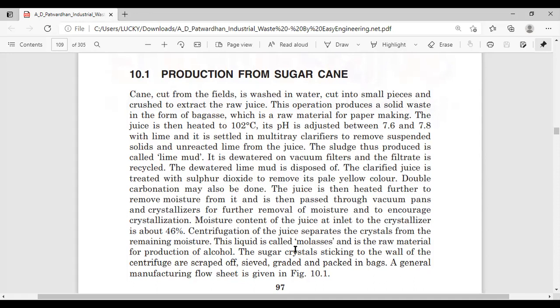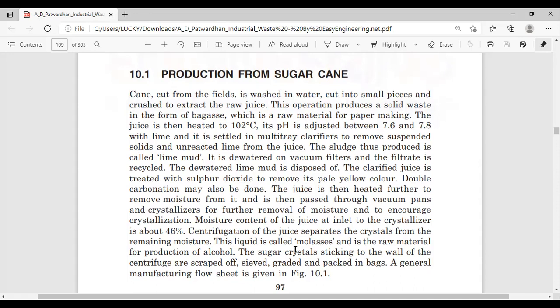It is dewatered on vacuum filters and the filtrate is recycled. The dewatered lime mud is disposed of. The clarified juice is treated with sulfur dioxide to remove its pale yellow color. Double carbonation may also be done.